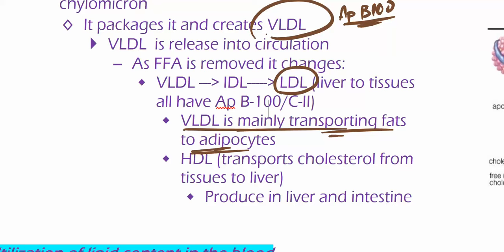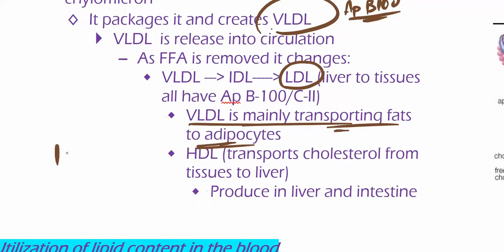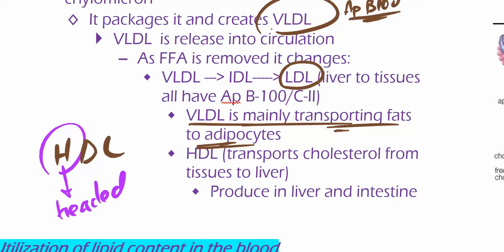All right. So another way to think about this is maybe a little mnemonic: headed to the liver. So H for the H on the HDL and L for the L. So headed to the liver. Just a little way of remembering this.